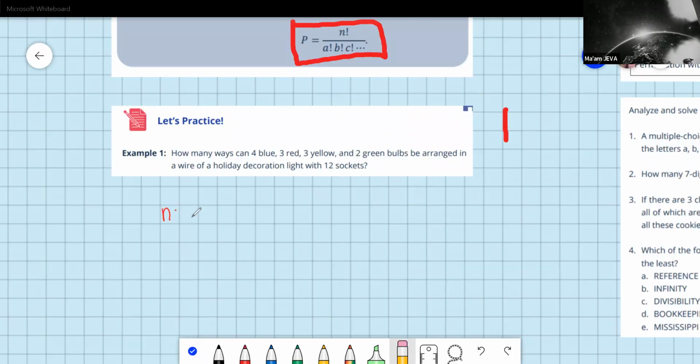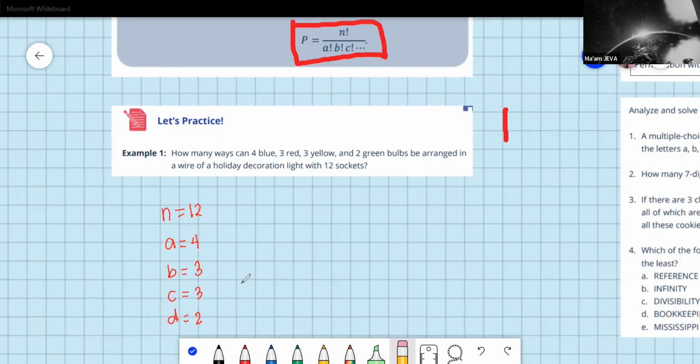So our n is 12 and we will identify the first objects that are identical, the same, and we will call it letter A. Our letter A stands for the blue. So we have blue as identical, that's A. B is another set of identical objects, which is 3. Another one which is identical is yellow, so we call it letter C. That's 3. And another identical is green, and we call it D.